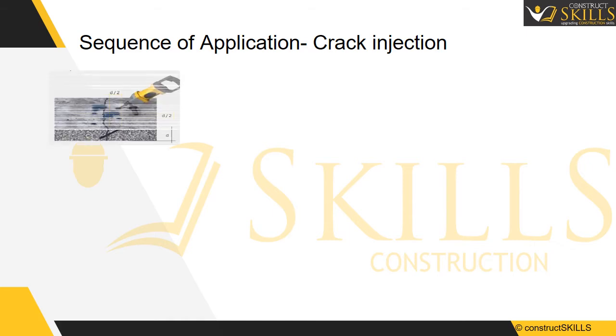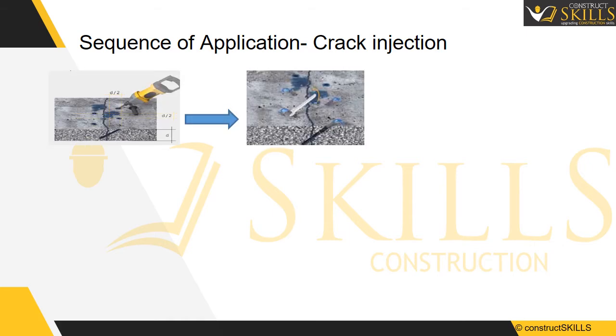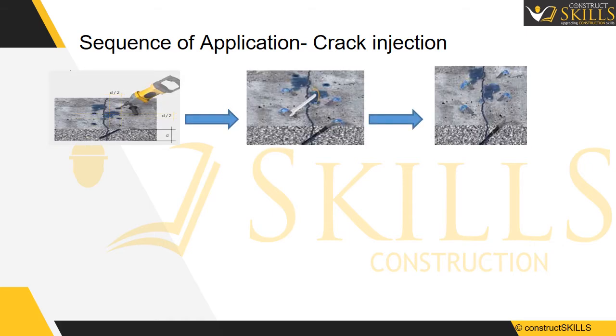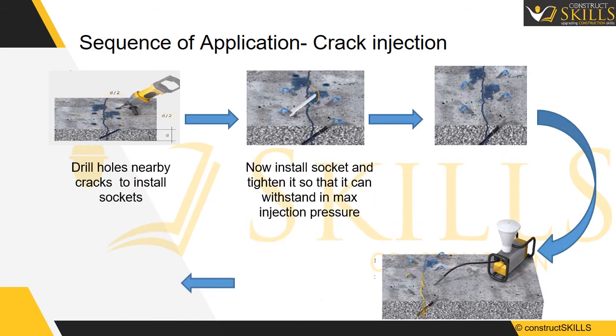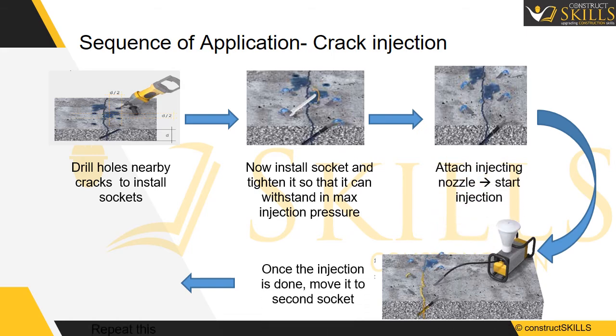Sequence of application of crack injection. There are 4 steps involved in injection grouting: drilling of holes, mounting of nozzles commonly called sockets, sealing the surface tight to ensure grout does not leak through nozzles, and finally pressure injecting the grout till material overflows.